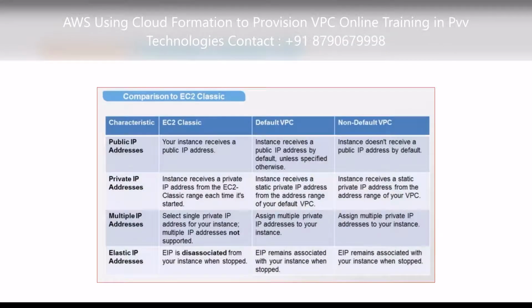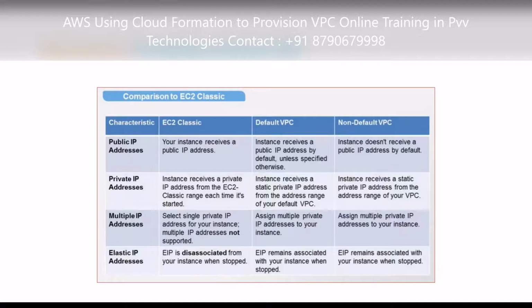Previously we used to have EC2 Classic. Without a VPC also we used to create EC2 instances. That becomes EC2 Classic, standalone, which does not have the security of a default VPC. And in EC2 Classic, the instance will have only one public IP, the public IP address where the instance can be accessed.